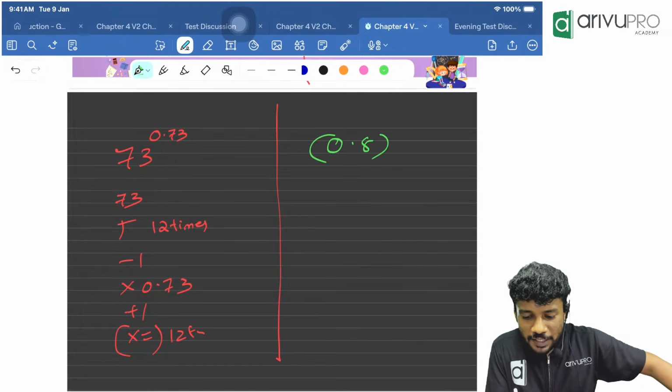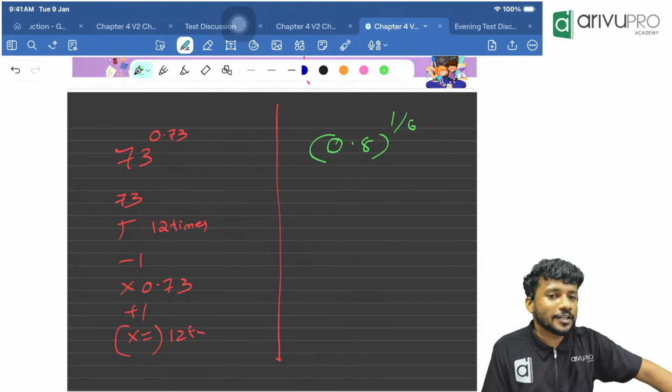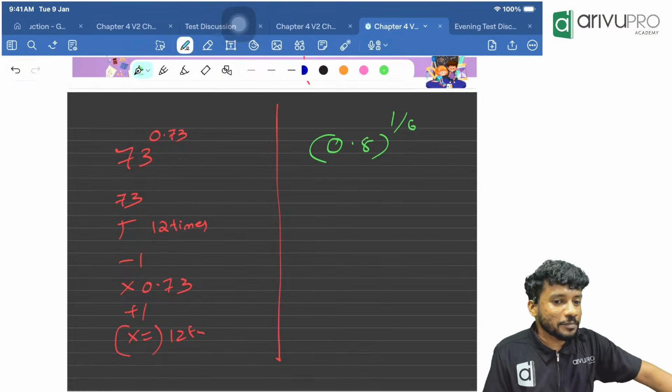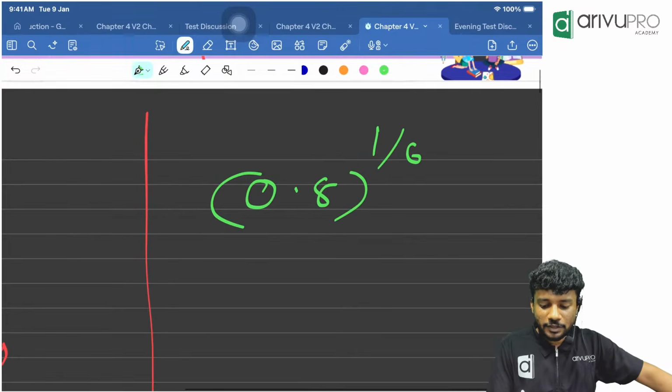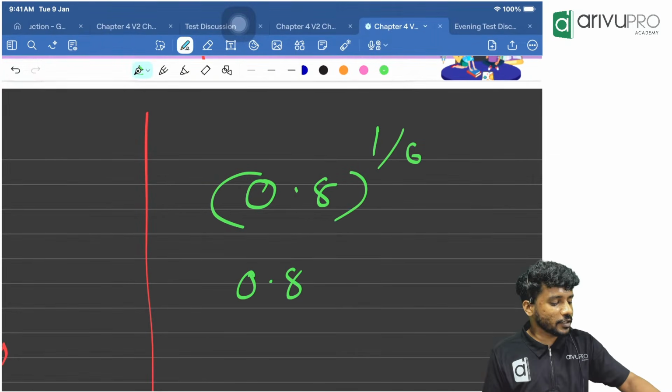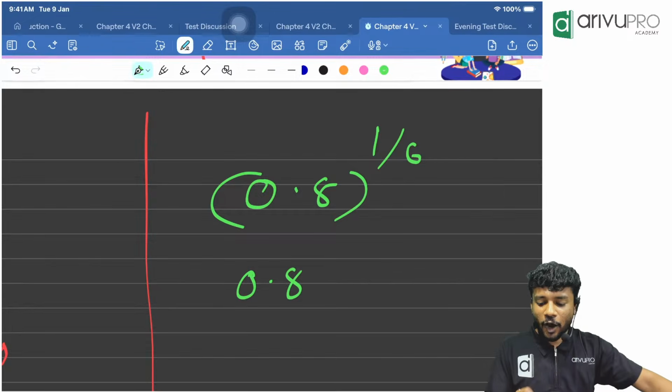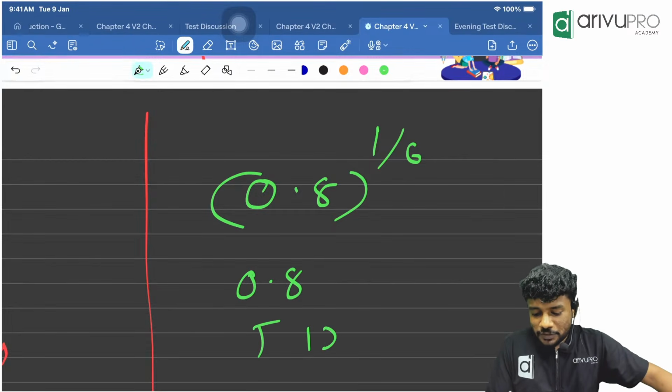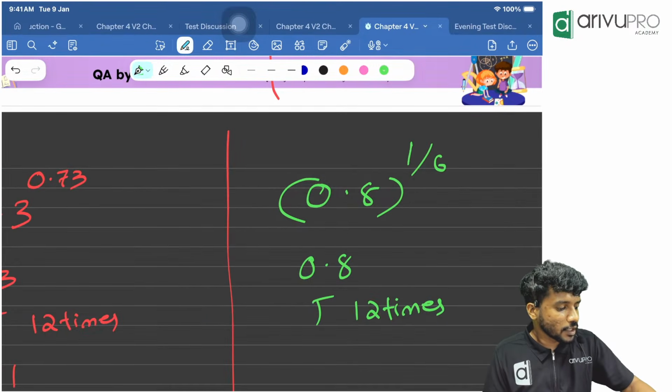0.8 raised to 1 by 6, or the sixth root of 0.8. Who is the base number? 0.8. Type 0.8 on the calculator. How many times will you click root? 12 times. The method is never going to change. Click root 12 times: 1, 2, 3, 4, 5, 6, 7, 8, 9, 10, 11, 12.